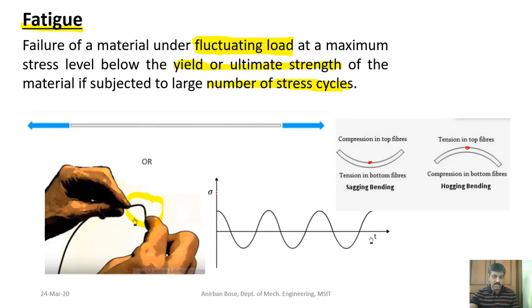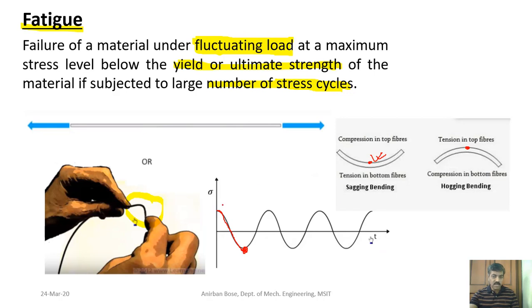If you try to plot the stress acting on a surface point in the wire, maybe you are starting from this point, that means time zero, where suppose the tensile stress is there, and gradually, when you are bending it in the downward direction, the stress level is decreasing, and this is the position corresponding to this one. That means a compressive load is now acting at that point. So the same point is experiencing tensile to compressive, varying with time.